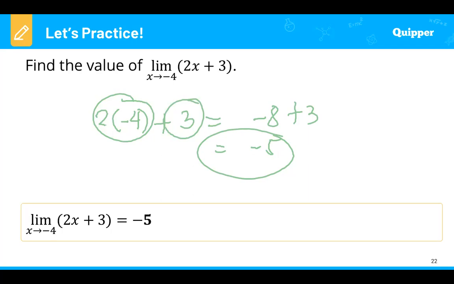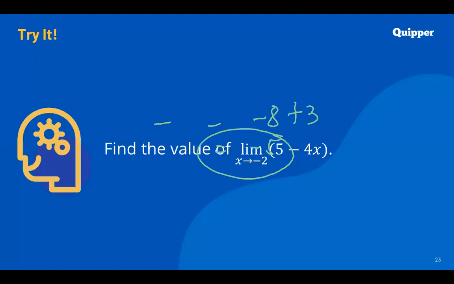Okay, next one. Find the value of the limit 5 minus 4x if x is approaching negative 2. So we have here, again, two laws, the identical and the constant. So for the constant law, I will just copy 5. Oh no, tatlong laws. We also have the sum or difference law. Tama, sa natin minus dyan. So we have the constant law.